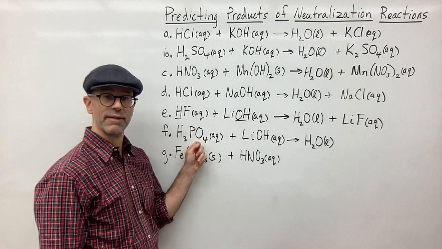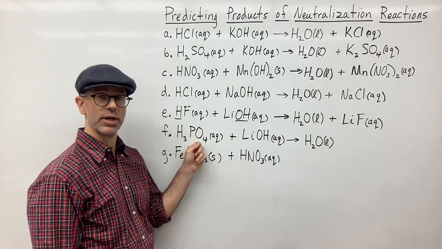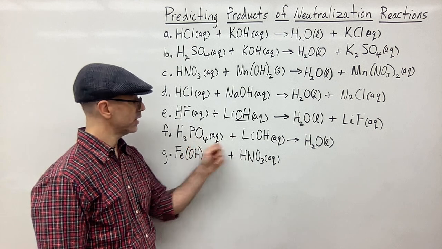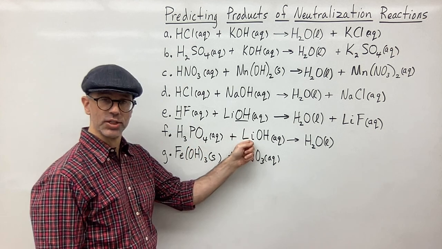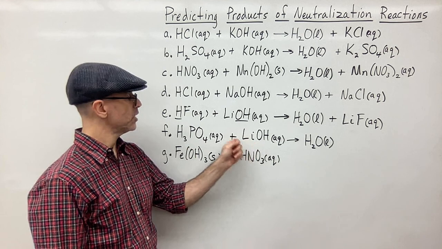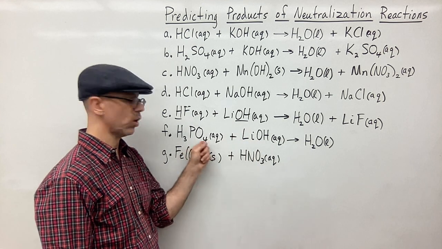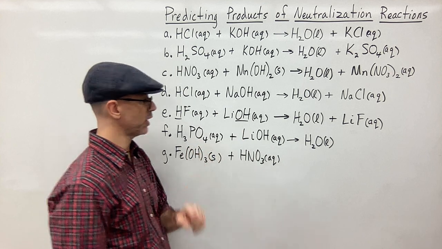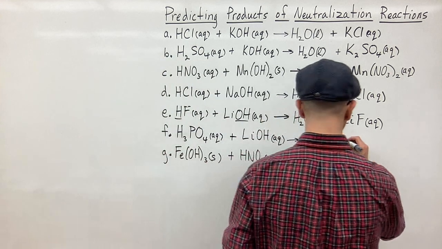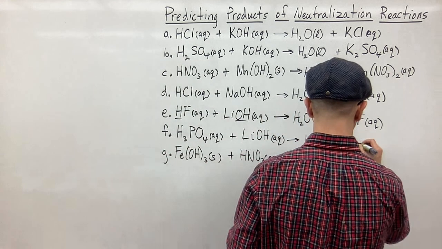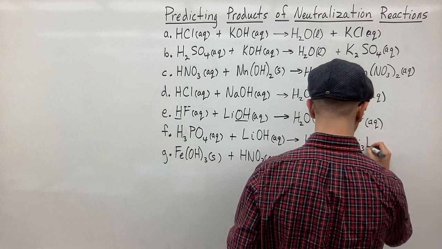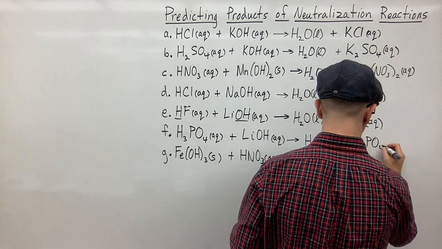So you should remember that the phosphate ion has a 3 negative charge on it. The lithium has a +1 charge. It's in group 1. So we're going to need 3 lithiums to balance the charge on one of the phosphates. So it's going to be 3 to 1. So that's going to be Li3PO4.